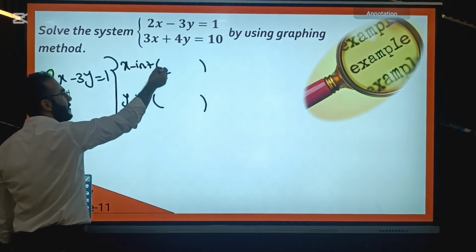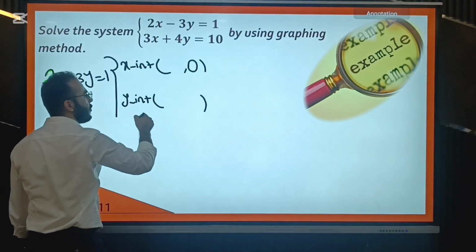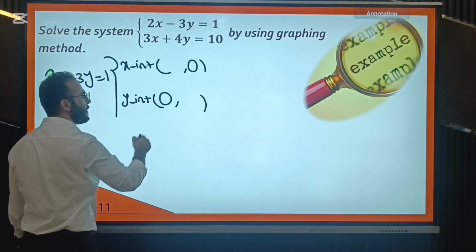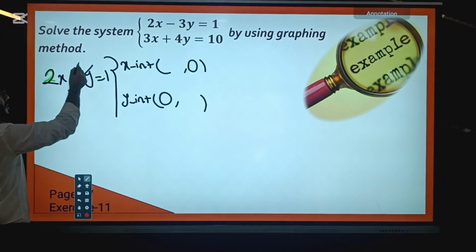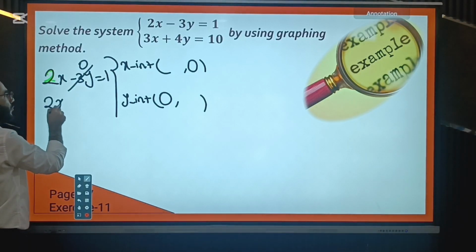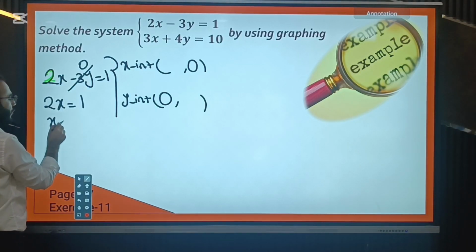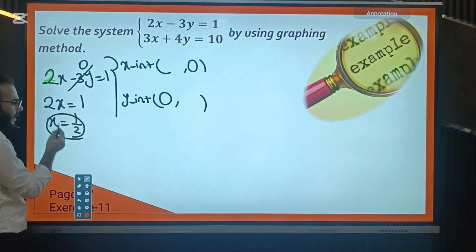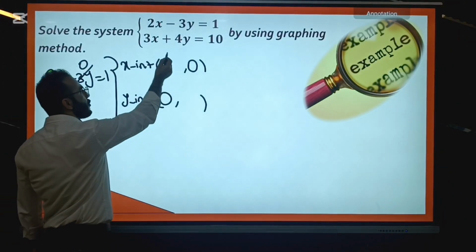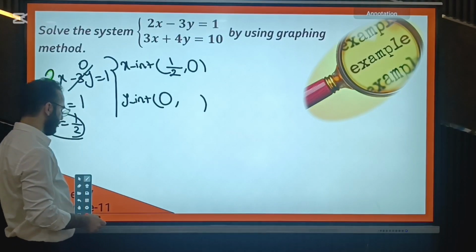We know that in x-intercept, y is 0. In y-intercept, x is 0. Perfect. So in x-intercept, since y is 0, make y 0. So this term is going to be 0. What will remain? 2x equals 1. So x would be 1 over 2, dividing by 2 on both sides. So write 1 over 2 here.